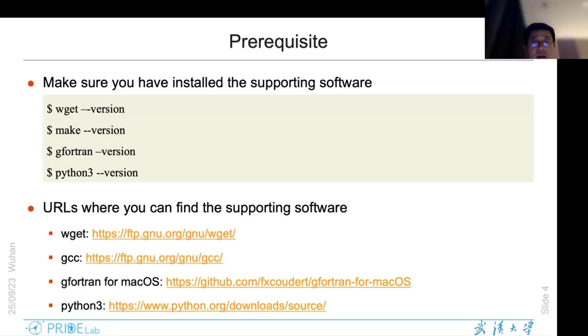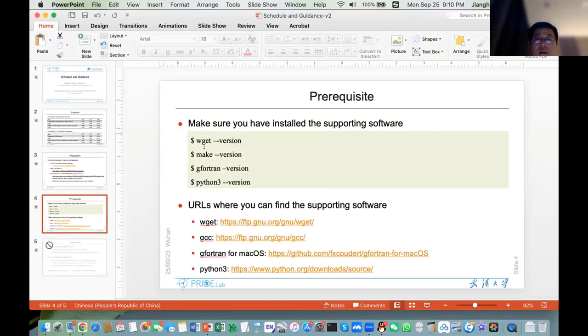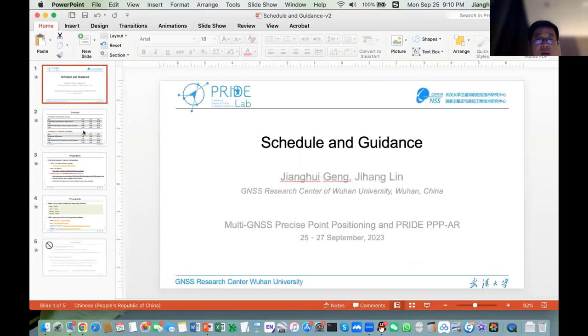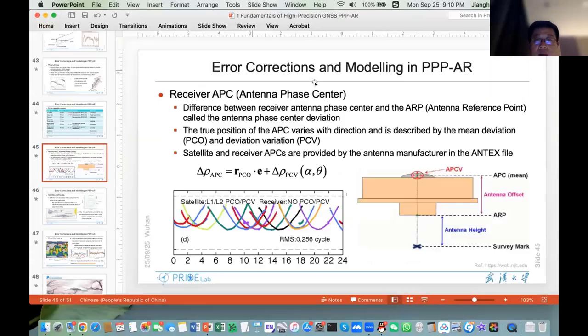Okay, so this is just some kind of the schedule for the training course. All right. So then we come to.